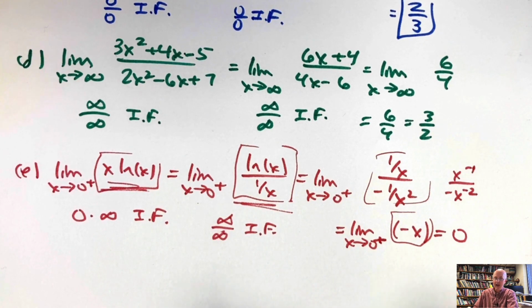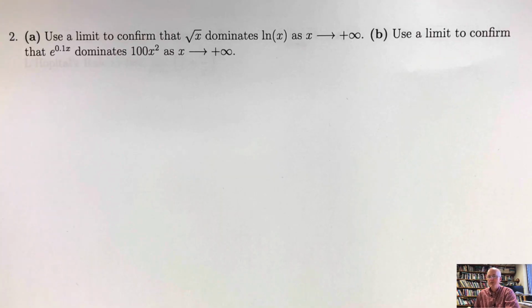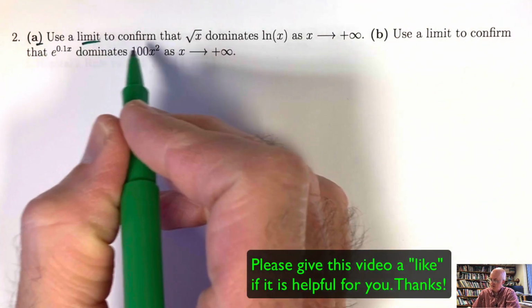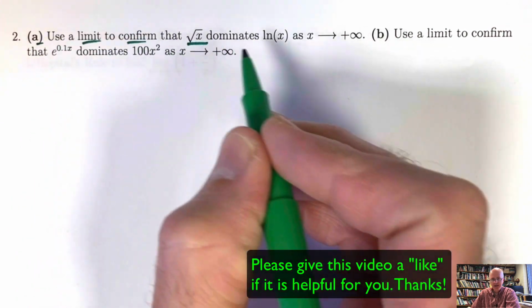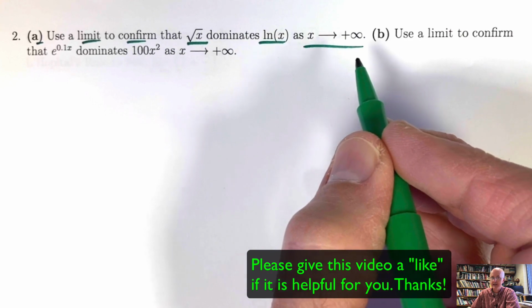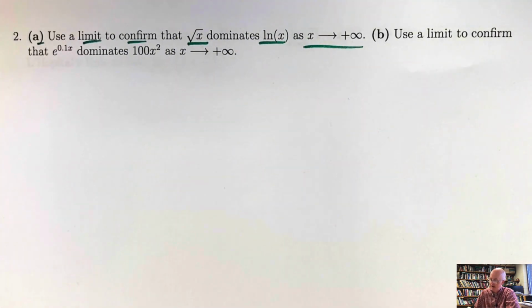So everything is fine here. Problem 2 is about dominance of one function over another. Two parts of the problem. Part A, use a limit to confirm that the square root of x dominates natural log of x as x goes to plus infinity, as x gets bigger and bigger without bound.